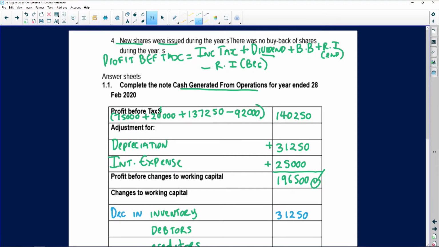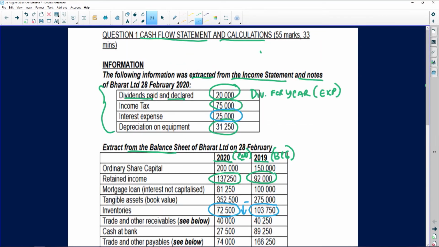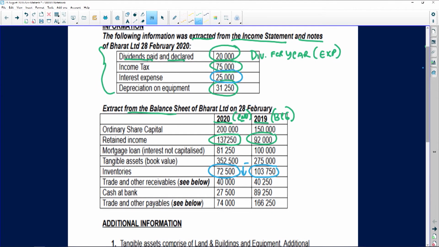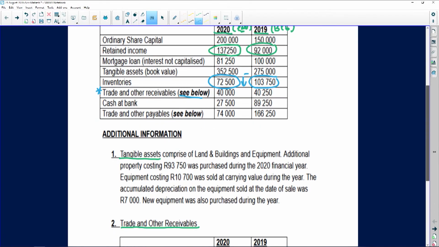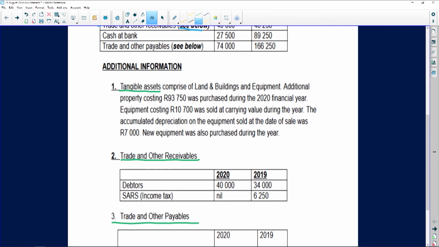Right, let's now move on to debtors. So let's go back to our information. And if we look at debtors, obviously the focus is on trade and other receivables. So they are specifying that I need to see below, obviously, additional information. So let's do that. Let's go to trade and other receivables. And this is made up of debtors as well as SARS income tax.